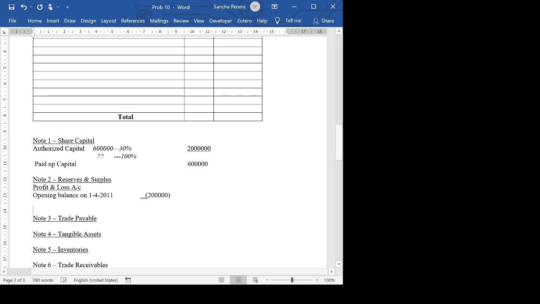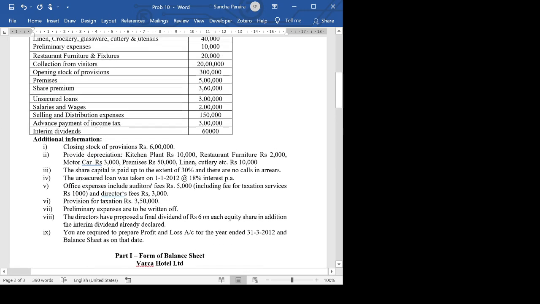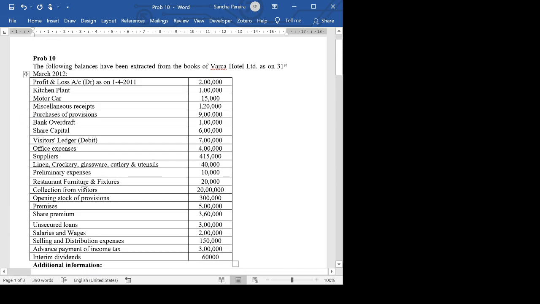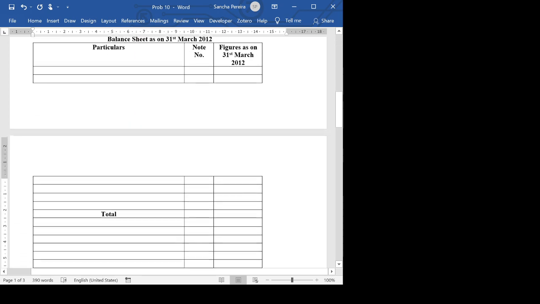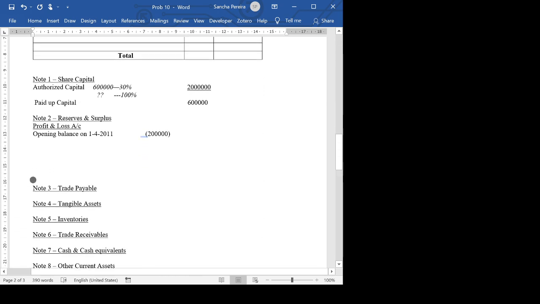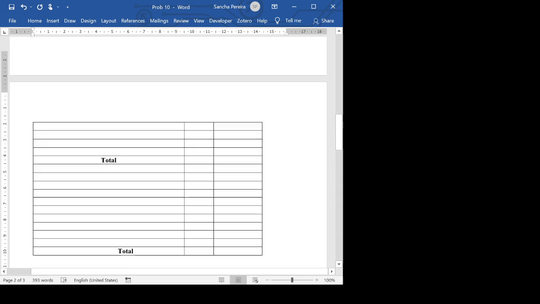Besides the profit and loss account, you can leave some space. We also have share premium that goes in reserves and surplus, 3,60,000. So this also is another item, 3,60,000. I will write this because we'll have to adjust all these things and then get the final amount of profit and loss account. So we will get the balance here and then we will adjust everything else. Is that clear? Next one.